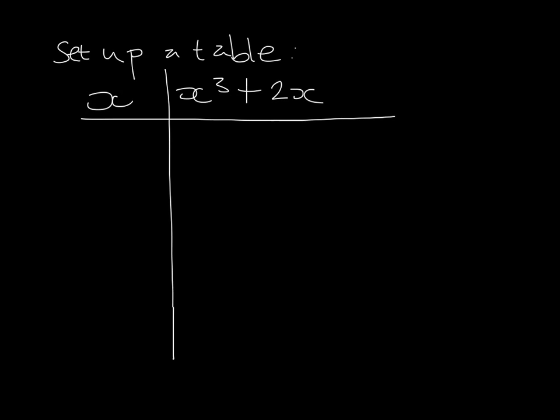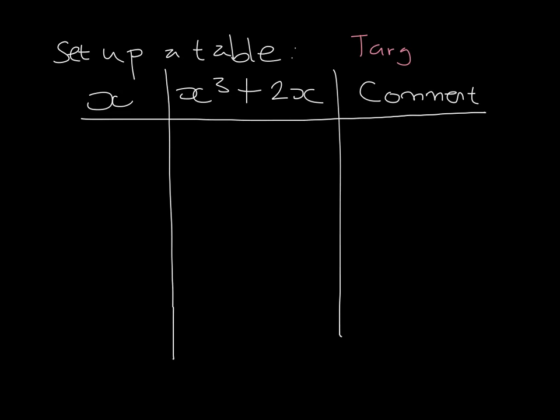You're going to need to set up a table. The first column is for x values. The second column is for values of x cubed plus 2x, i.e. you substitute the values of x into this expression, and the third column is for a comment. Now remember, our target is for x cubed plus 2x to be equal to 10.